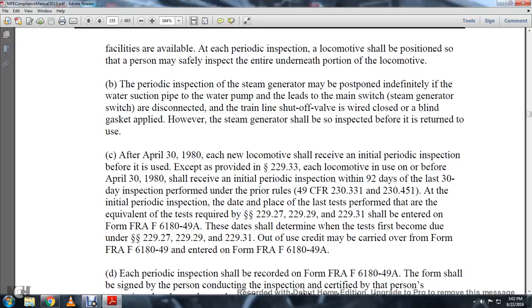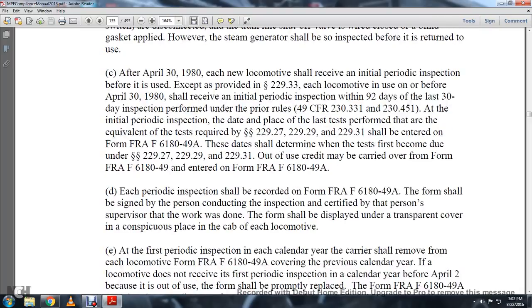At the initial periodic inspection, the date and place the last tests were performed that are equivalent to the tests required by Sections 229.27, 229.29, and 229.31 shall be entered on FRA Form 6180.49a. That date shall determine when the test first becomes due under Sections 229.27, 229.29, and 229.31. Out of use credit may be carried over on FRA Form 6180.49 and entered on FRA Form 6180.49a.